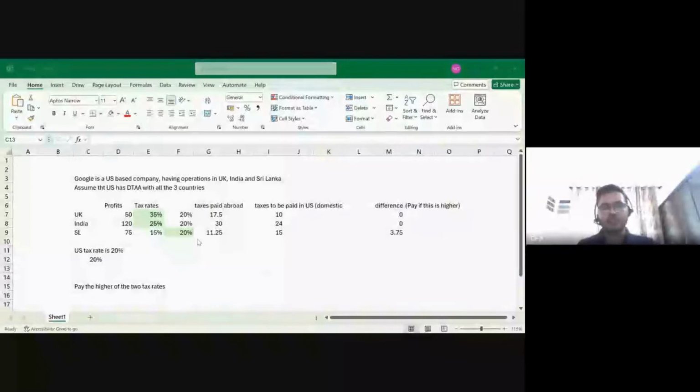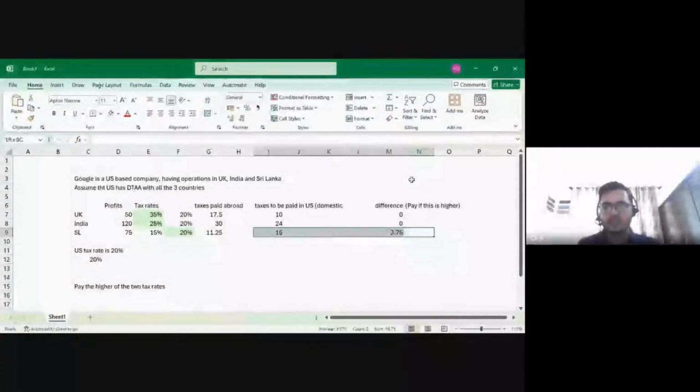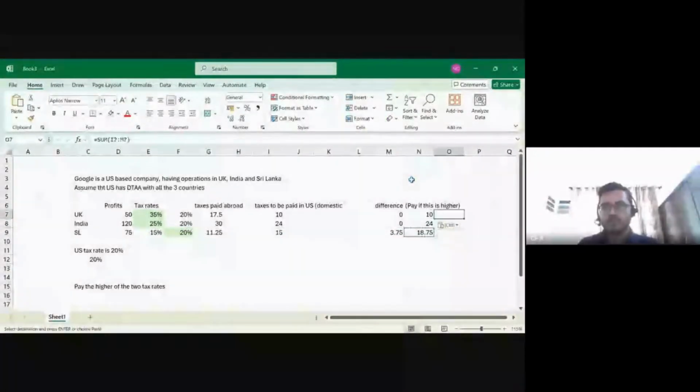You'll have to be a little careful that the way that it is calculated is you first pay 35 here, and then you calculate that there's a zero liability that arises here. Then you calculate the 24 you've paid here, and then you calculate the liability here. And similarly, you do the calculation here as well. So the total amount that you pay in terms of taxes, if you see, is this.